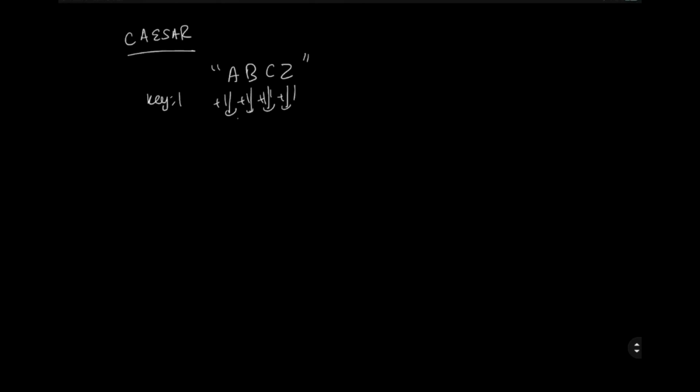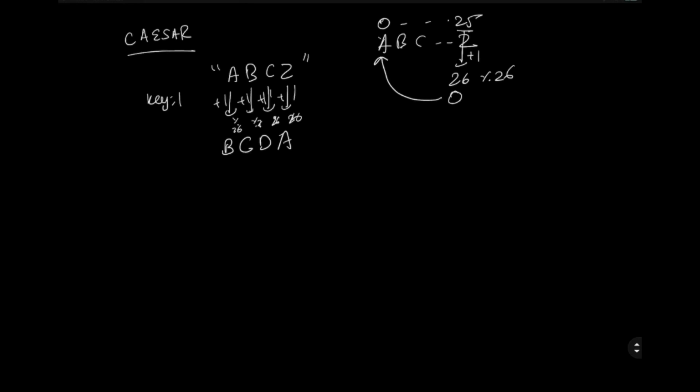I'm going to add 1 and then mod by 26, okay? So what's going to happen here is A is going to be converted into B, B is going to convert into C, C is going to be converted into D, and Z plus 1 mod 26 is going to be A. This only works when the indices of A, B, C all the way to Z are from 0 all the way to 25. So you can see 25 plus 1 is going to be 26, and if I mod 26, I get 0, which is back to A.